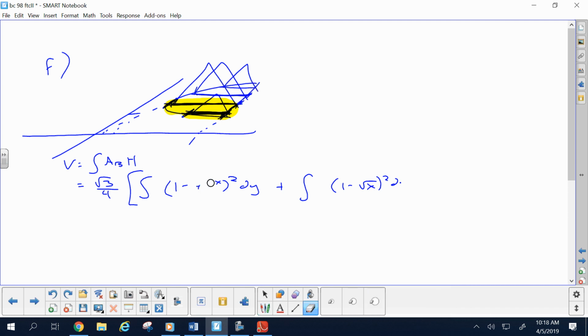I'm going to need to put that in y terms, right? So if y is e to the negative 3x, log of y equals negative 3x. So x is log of y over negative 3. And likewise, instead of square root of x, it should be y squared.